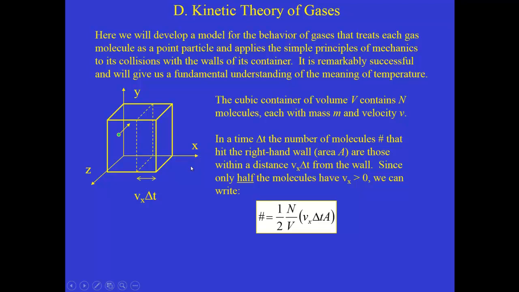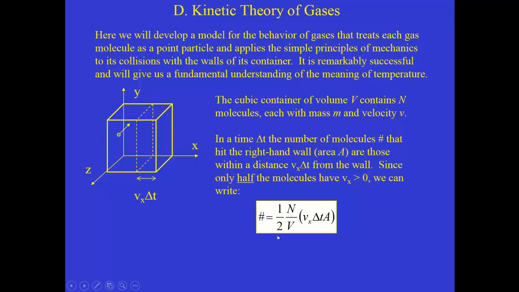Okay, but then we have to take into account the fact that some of the molecules that are within that volume are actually moving to the left. They have negative x components of velocity. On average, half of the molecules should have positive x components and half should have negative. So what we can write down is the number of those molecules that will make collisions with the right-hand wall in a time delta t. So here's how it works.